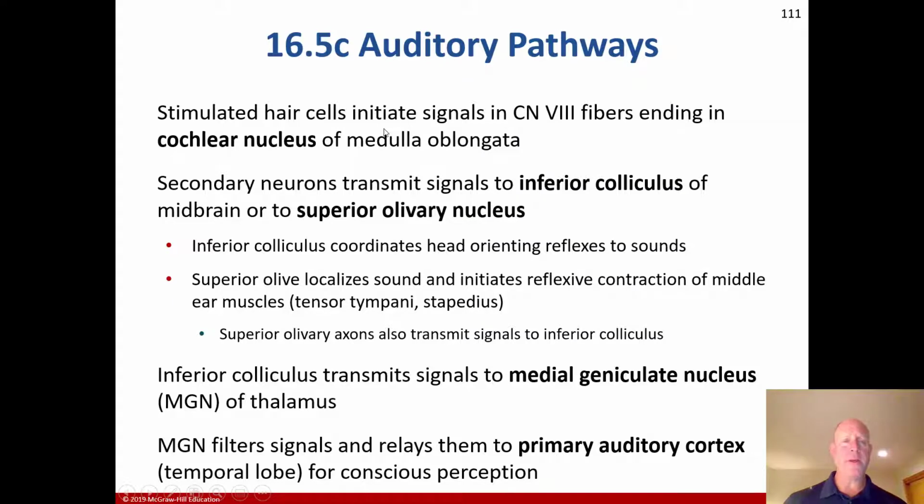For the auditory pathways, the stimulated hair cells initiate signals in CN8, the vestibulocochlear nerve, with fibers ending in the cochlear nucleus of the medulla oblongata, and the secondary neurons transmit signals to the inferior colliculus of the midbrain or to the superior olivary nucleus. Beyond that, the inferior colliculus coordinates head orienting reflexes to sounds. And the superior olive localizes sound and initiates reflexive contraction of the middle ear muscles, the tensor tympani and the stapedius. The superior olive axons also transmit signals to the inferior colliculus.